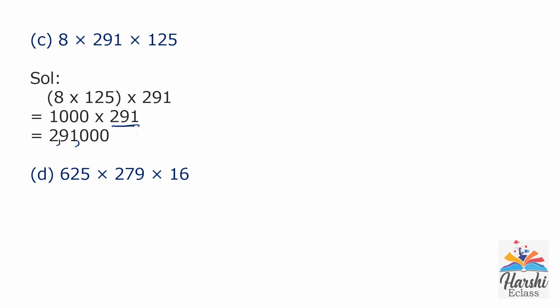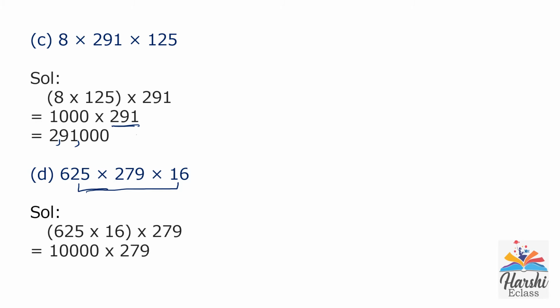D1. 625 multiplied by 279 multiplied by 16. 625 16s are 10,000. 10,000 multiplied by 279. Write the given number and add four zeros. How to read this number? 27,90,000. We will get 27,90,000.